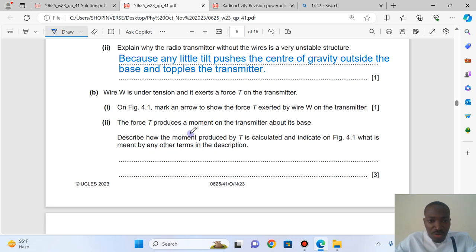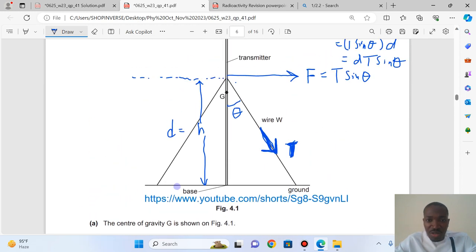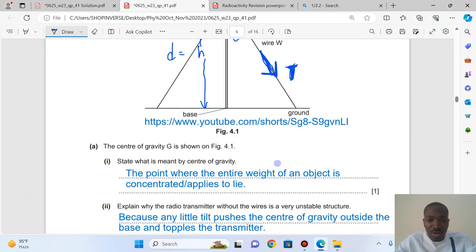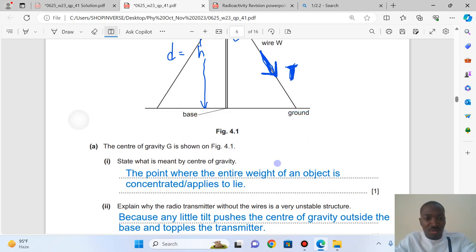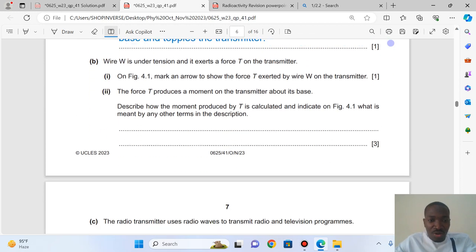So describe how the moment produced by T is calculated and indicate in figure 4.1 what is meant by any other terms in the description. So those are the terms that you need. I've put all those terms on the description. I've put the height. Let me put this here so it does not cause any distraction. So how do you calculate the moment? That's the formula here. Now this is the description.